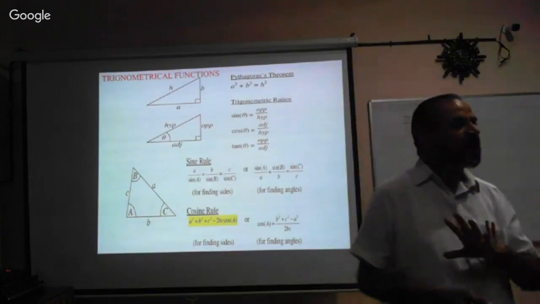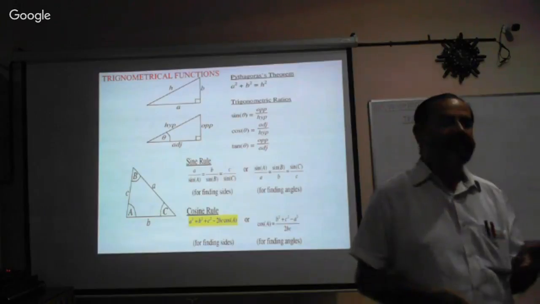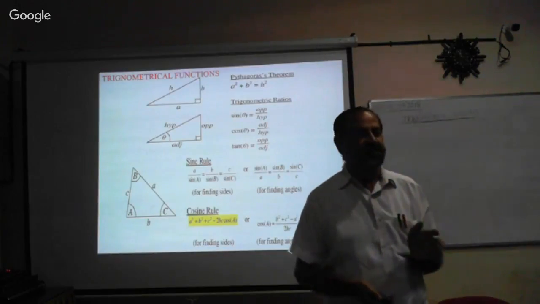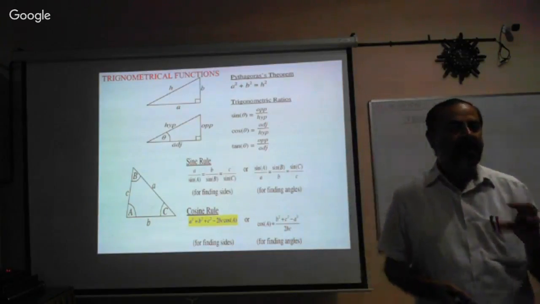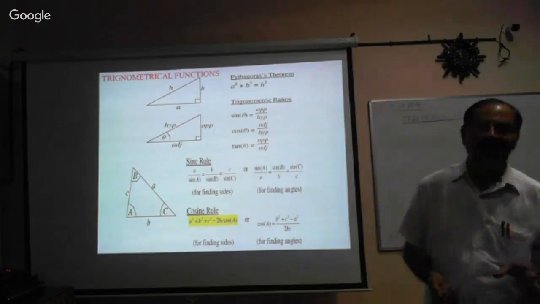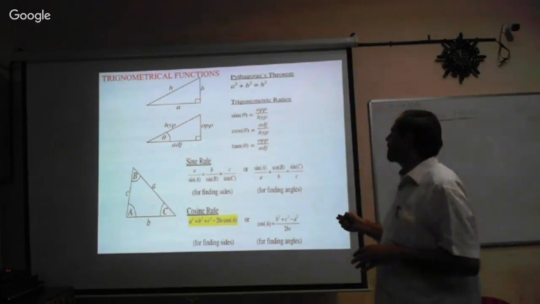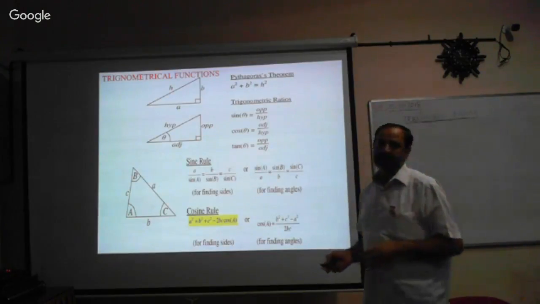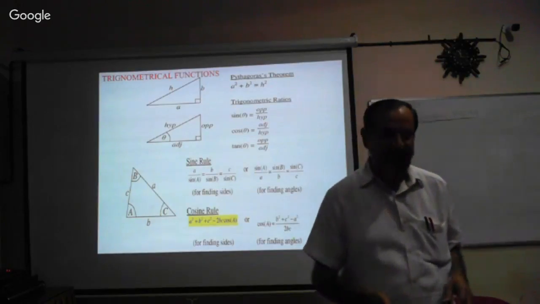Without this, we can't do anything. We are unable to calculate the distances. We are unable to calculate the elevations, because we need the trigonometrical functions. Without trigonometrical functions, we cannot survive. We can't do anything, isn't that so? So please understand the fundamentals of trigonometrical functions: sine rule, cos rule, and sin theta, cos theta. Those are the fundamentals.